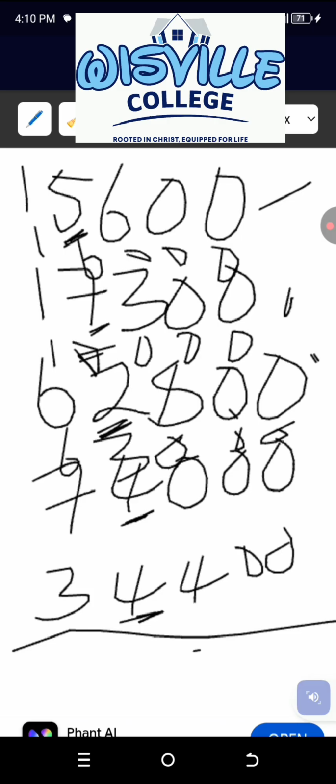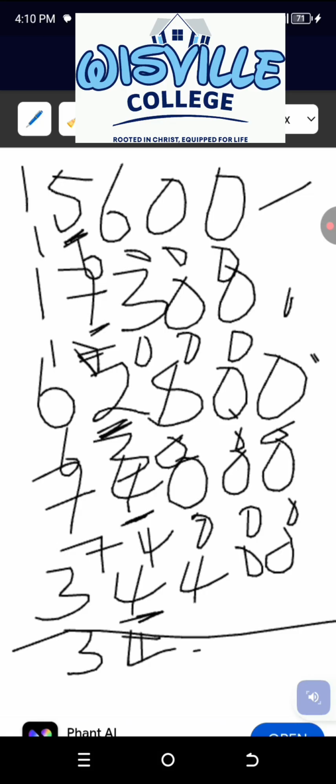So the next one is 74,000. Since we have 0 here, it can't give out anything. So it becomes 74,000. So this one becomes 34,000. Why? Because 4 cannot give out anything. So it becomes 34,000.